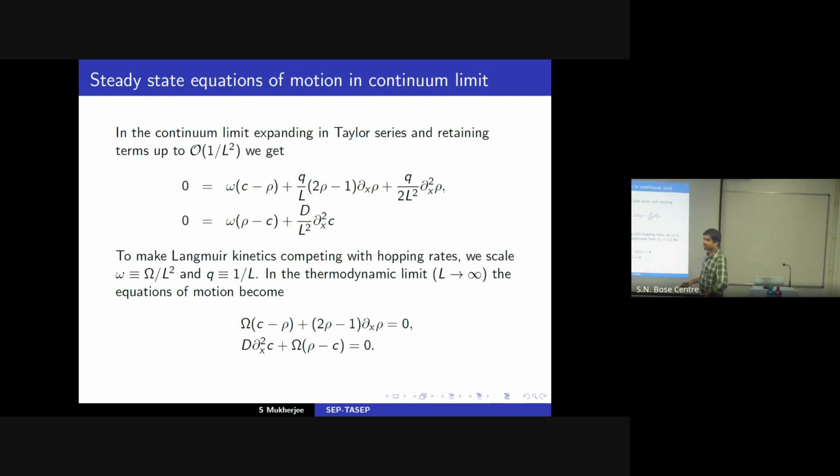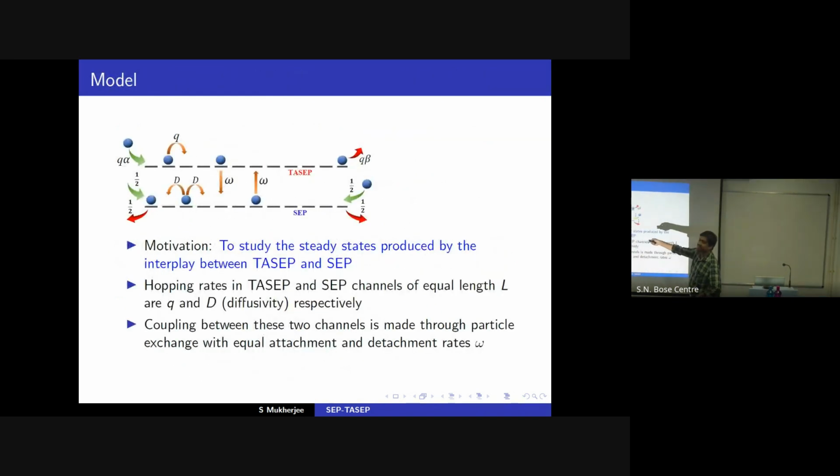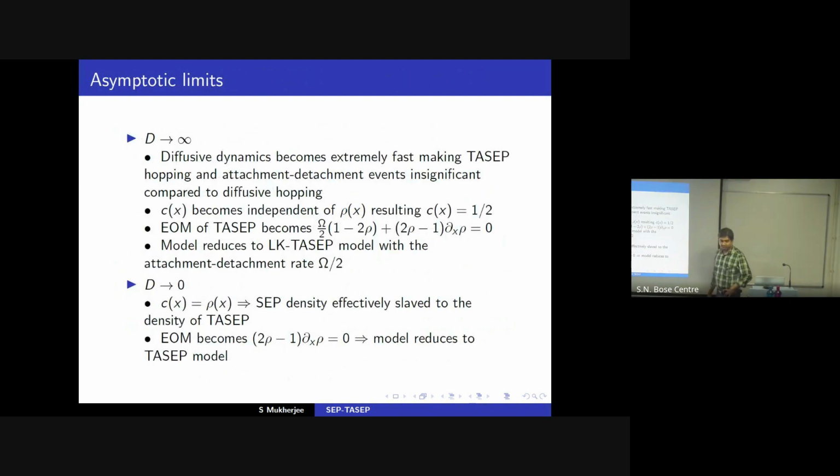What is c? c is the SSEP density. Rho is the TASEP density. Okay. Before I go to the detailed study of our model, I first discuss two.